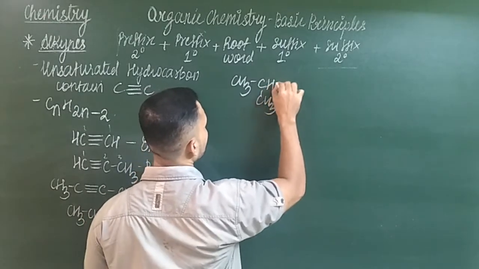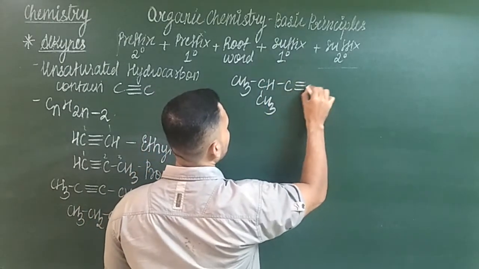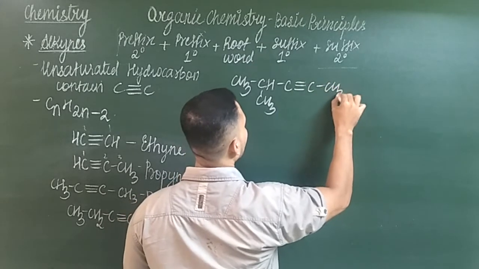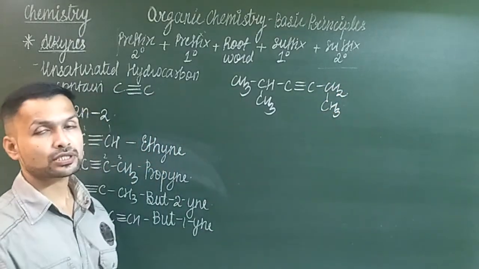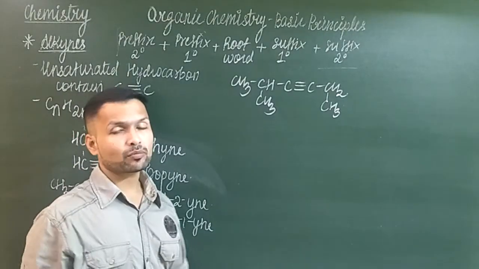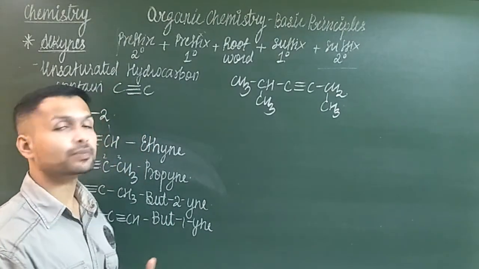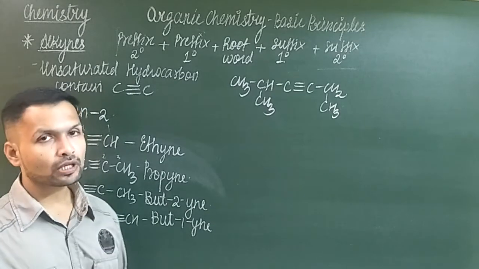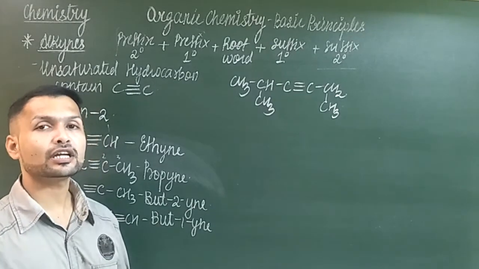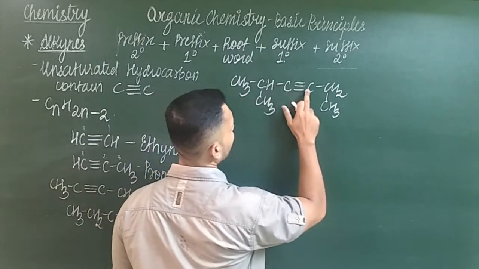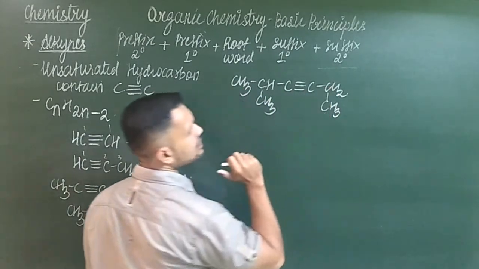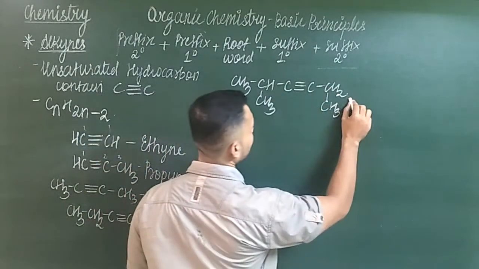Suppose this is the question. What should be the IUPAC name of this compound? Rule number 1: select the longest continuous carbon chain. The longest continuous chain is 1, 2, 3, 4, 5 and 6. Some students might take only the straight chain.